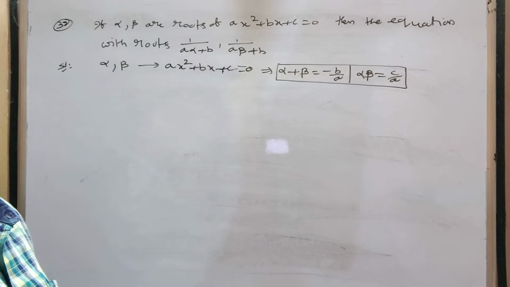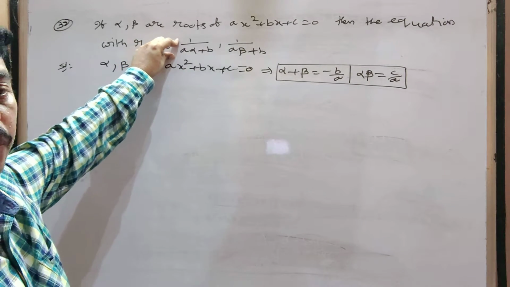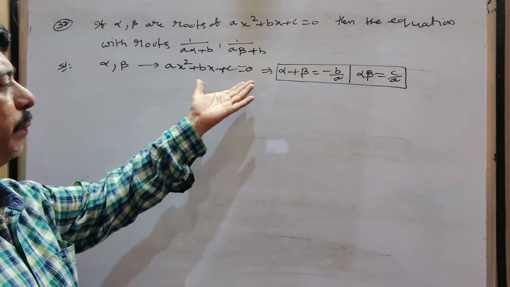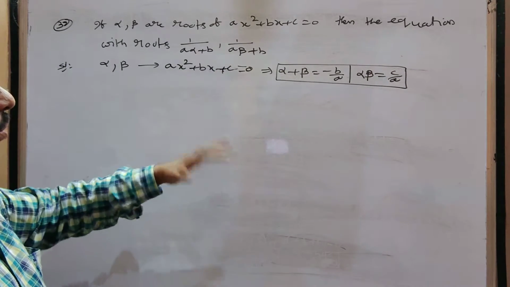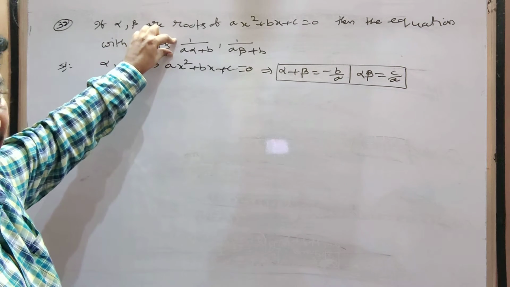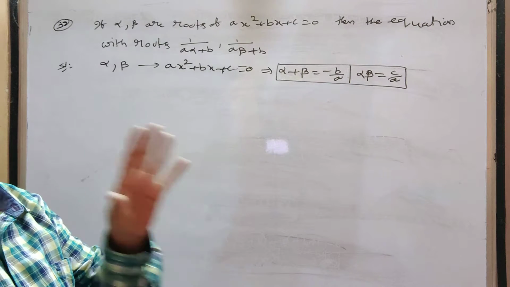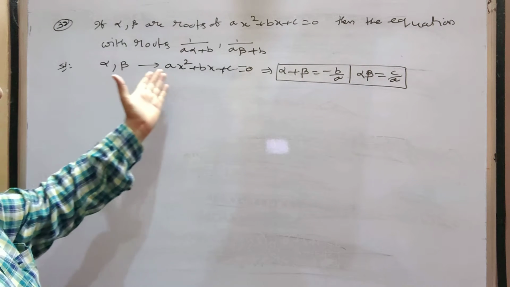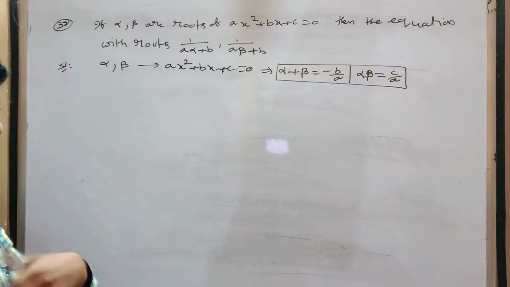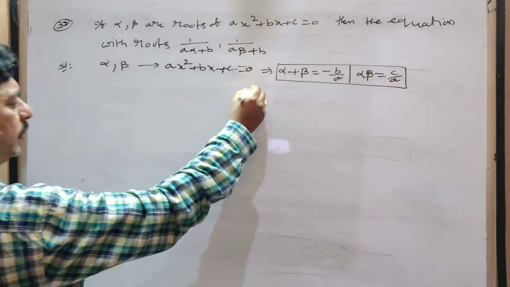Two methods are there. First method, take this value as x. From that you have to find the value of alpha. Similarly, substitute in the given equation, as in the previous method. Again, I am repeating: take this value as x, from that find the alpha value, and substitute alpha in this equation. We get the required equation. Otherwise, one more method. Alpha is a root of the equation, so substitute it.